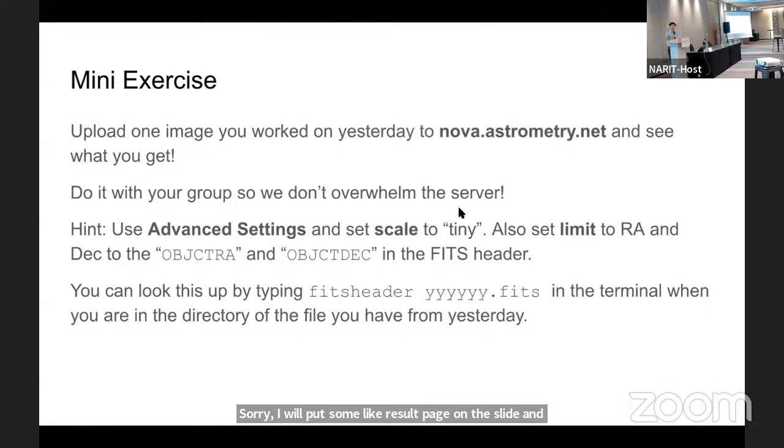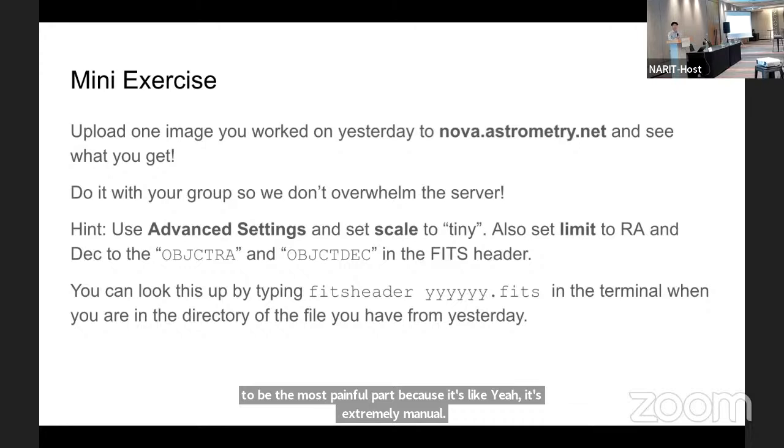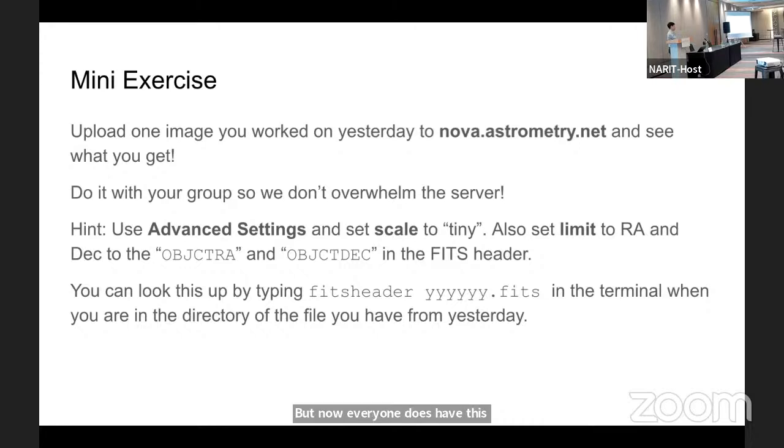All right, so that's astrometry, and please believe me, astrometry.net really makes all our lives much easier, especially for a large scale imaging survey. Astrometry used to be the most painful part because it's extremely manual. But now everyone does have astrometry.net running on their computer and just feeds it through.